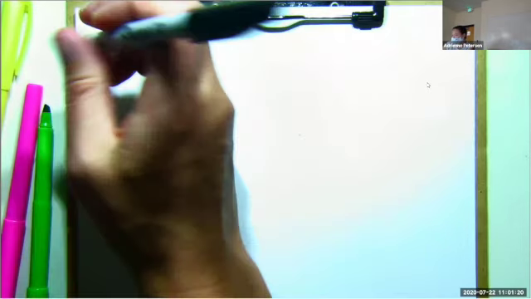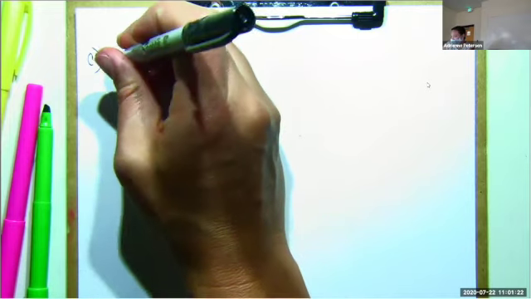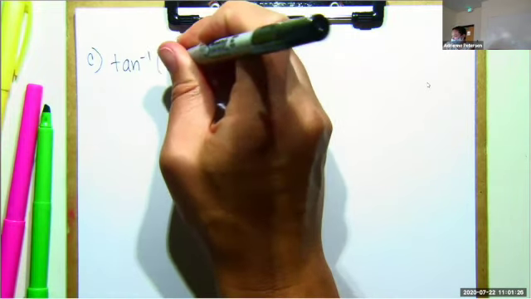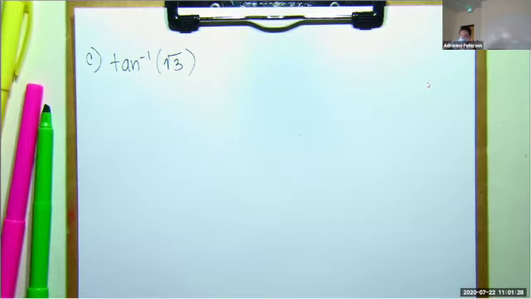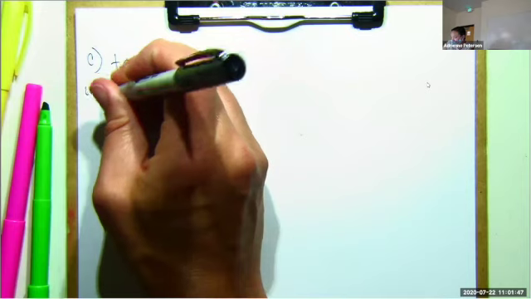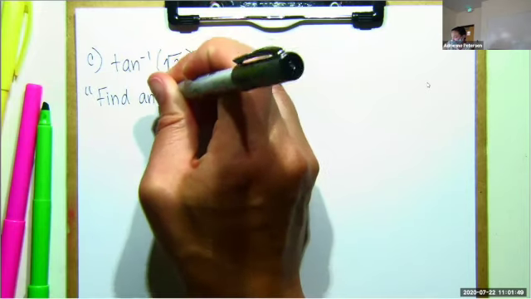Okay, so next one, I have inverse tangent of square root of 3. Okay, so again, we'll write this out the long way. Anytime we see inverse sine, inverse cosine, inverse tangent, our output is always an angle. So anytime you see an inverse trig function, you should think, I need to find an angle.